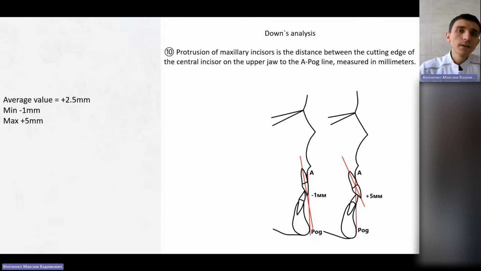And the last in the DOMS analysis is the protrusion of maxillary incisors, the distance between the cardinal edge of the central incisor of the upper jaw to the A-Pog line, and it is measured in millimeters. So we need to know this, but in clinical practice we do not use it. The average value is plus 2.5 millimeters. The minimum is 1 millimeter, maximum plus 5 millimeters. So here is the end of the first lecture.